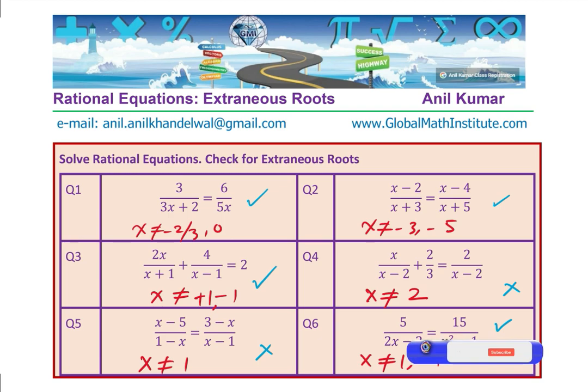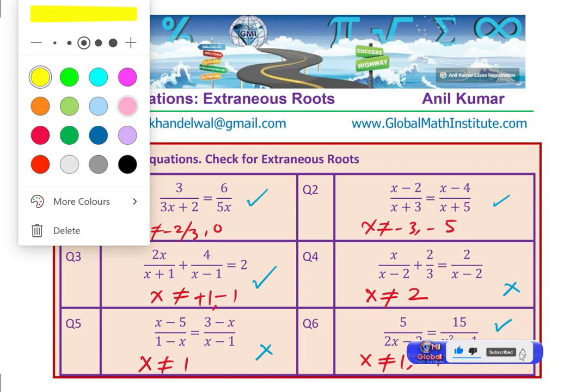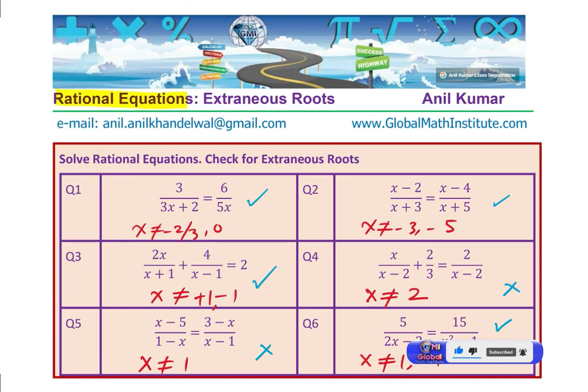Perfect. So with that, we wind up on solving rational equations and understanding which roots are extraneous. Basically, the roots corresponding to the restrictions will be extraneous. You get the idea. So that is important to understand.